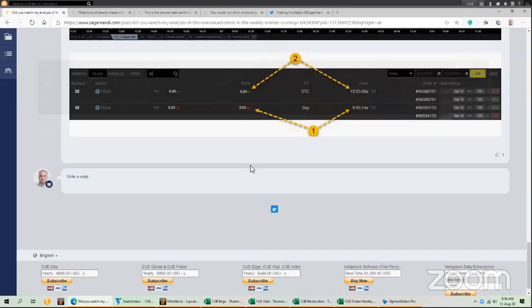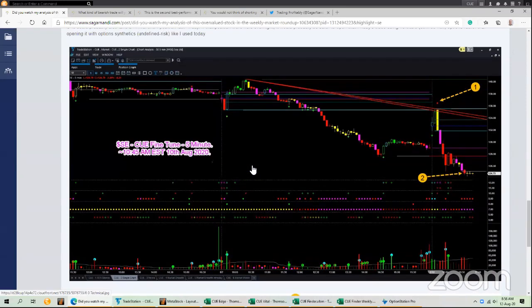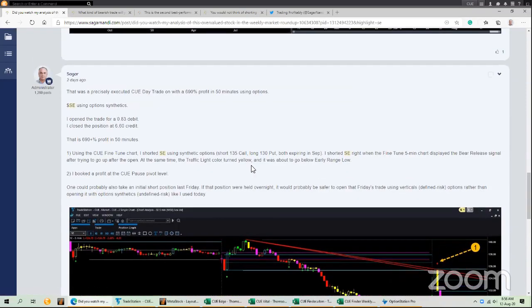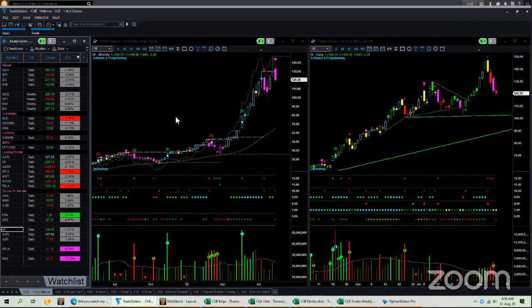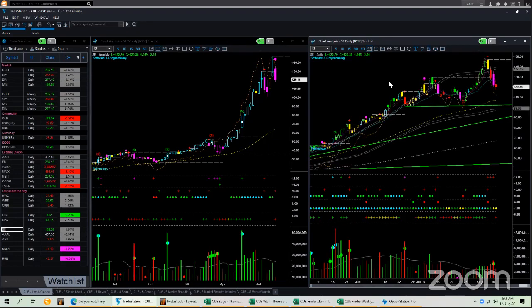It was using synthetics. That means it was equivalent to stocks and therefore undefined risk. It gave me 690% profit in 50 minutes. I closed the trade. If you look at SE now, let's change the daily chart template. Since I discussed the trade in the weekend market roundup, it is steadily coming down. I closed my synthetic short position.